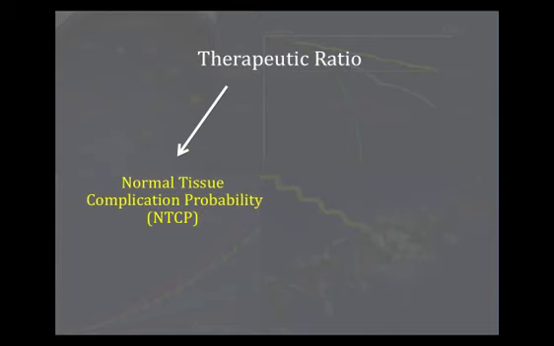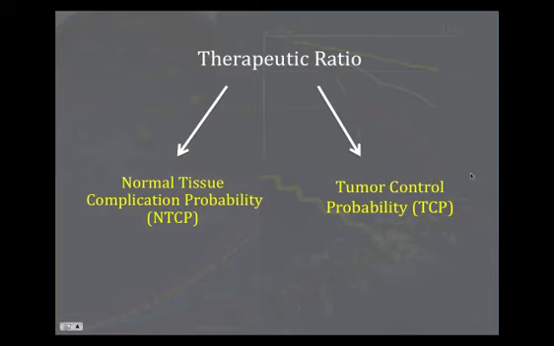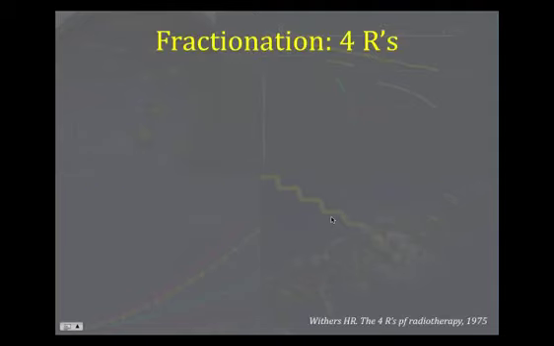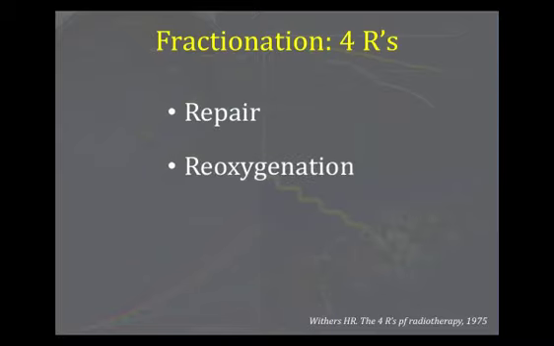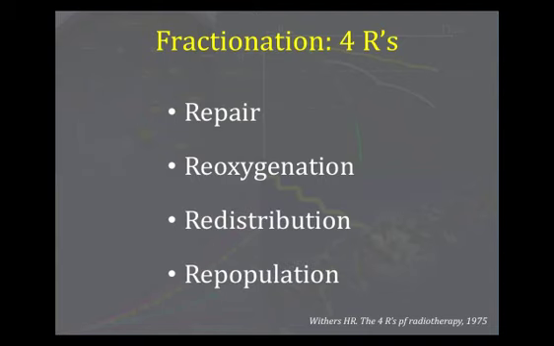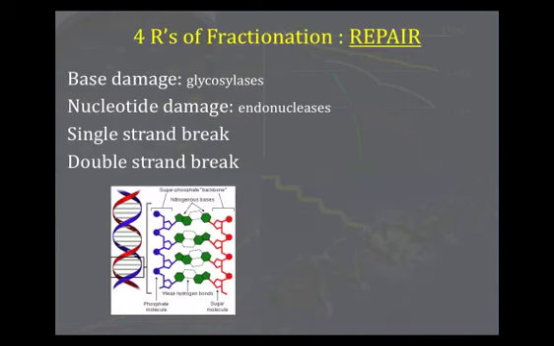So the therapeutic ratio is very simple to understand. It's a balance between normal tissue complication probability and tumor control probability. And this tumor control can be seen, for instance, as AVM obliteration probability in the case of benign lesions. Now, fractionation works. And why does fractionation work? There are 4 major phenomena that happen during the course of fractionation, and we are going to discuss each one of them. So the very first one is actually repair.